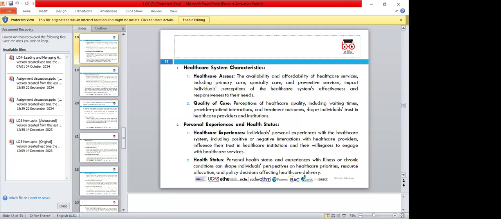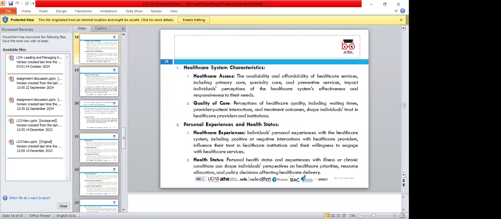Okay, so let's look at quality of care. Perceptions of healthcare quality, including waiting times, as you understand what I'm saying. The patient and provider interactions. You observe, do the carers interact with the patients? How the treatment outcomes shape individuals' trust in healthcare. Are you able to develop trust still between carers and patients, or between nurses and inpatients? So those are things that we need to take note of.